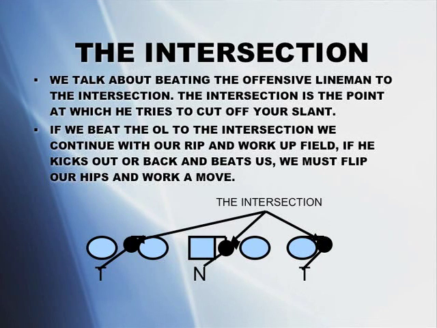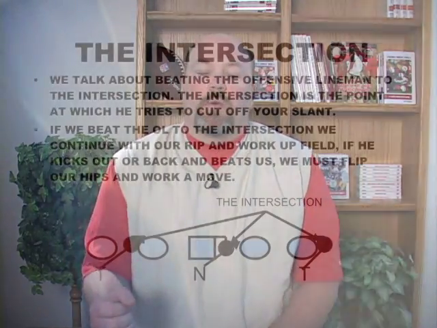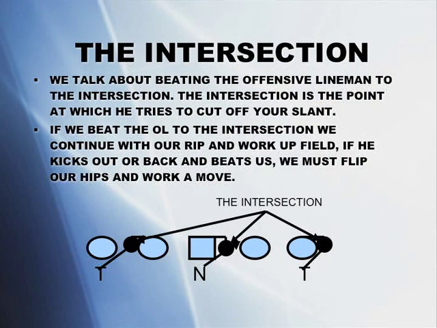First, we need to talk about the intersection. Well, first we talk about beating the offensive lineman to the intersection. The intersection is the point at which he tries to cut off our slant. If we beat the offensive lineman to the intersection, we continue with our rip up the field, and play football. If he beats us, if the offensive lineman kicks back or kicks to side laterally and beats us to the intersection, then we've got to flip our hips and work a move.